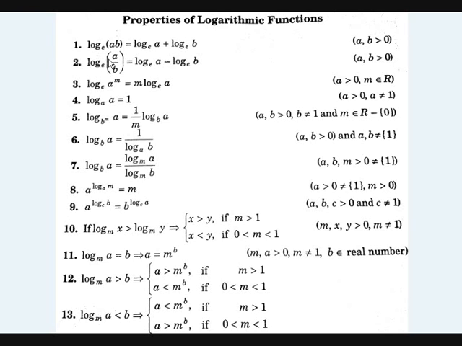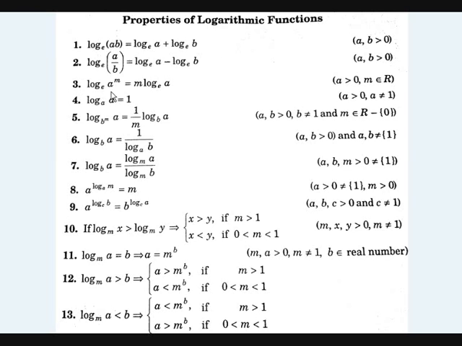Now the second property. The second property is that log A by B base E is equal to log A base E minus log B base E. Here also the base should be equal, with a minus sign in between the two logarithms. Here the conditions are A, B should be greater than 0 and if the base is a variable, then it should also be greater than 0 and not equal to 1.